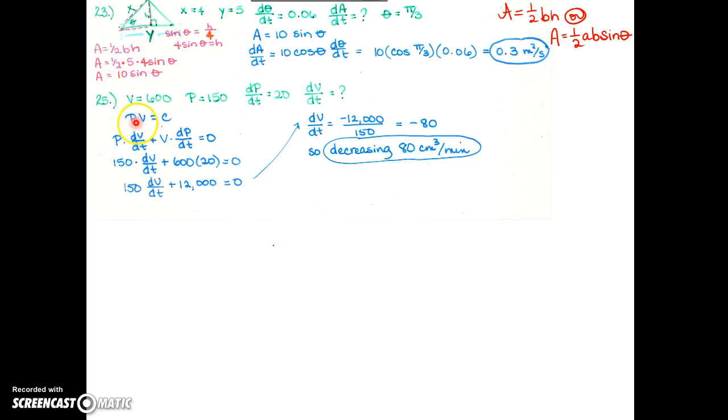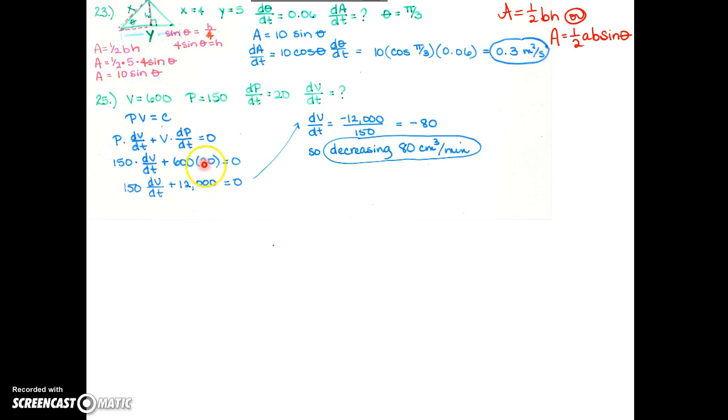So we could say this is a product, so we're going to do first times derivative of second plus second times derivative of first, and then the derivative of a constant would be 0. Now we're trying to solve for dV dt, so let's plug in what we know. So we'll put 150 in for P, because we were given that. dV dt we don't know, we're trying to find that. Put 600 in for V, and put 20 in for dP dt.